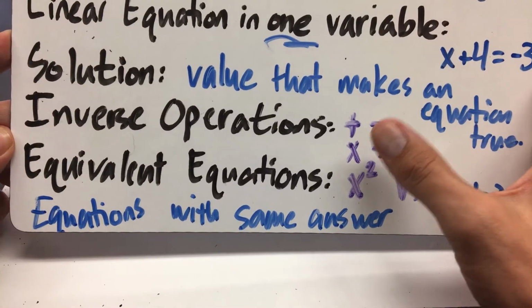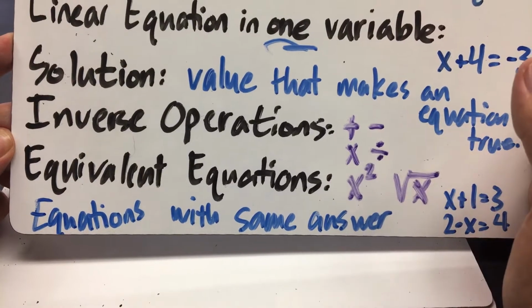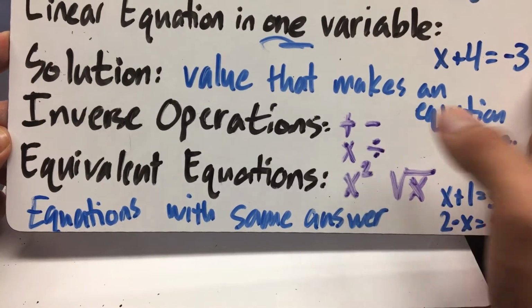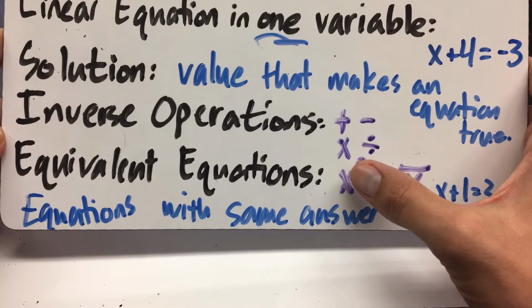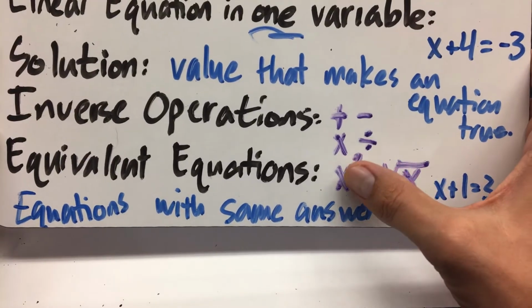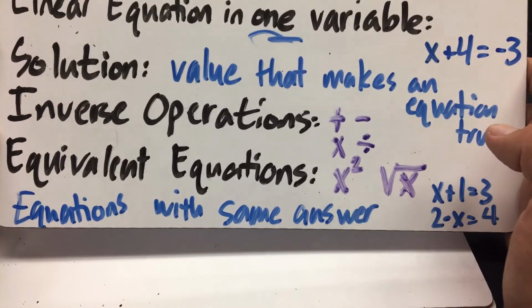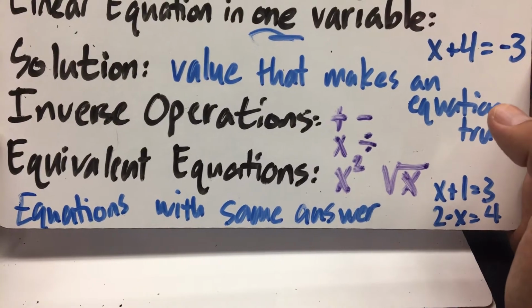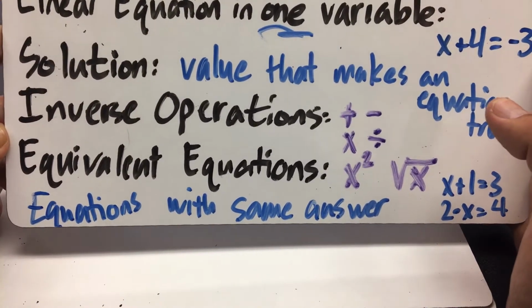Inverse operations are operations that undo each other, right? Adding and subtracting. If you add $5 and then you take away $5, you're back where you started. Multiplying and dividing are inverse operations. And then one that you don't always think of very often, squaring and then square rooting, that's the square root symbol, the radical sign there, those are opposites or inverse operations as well.